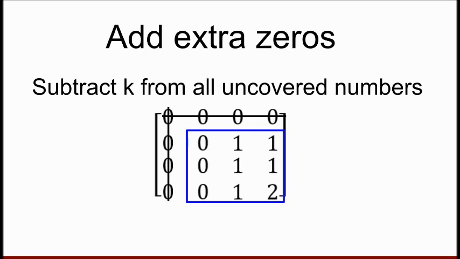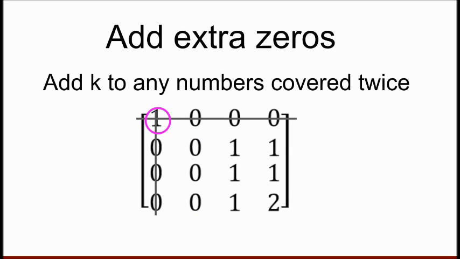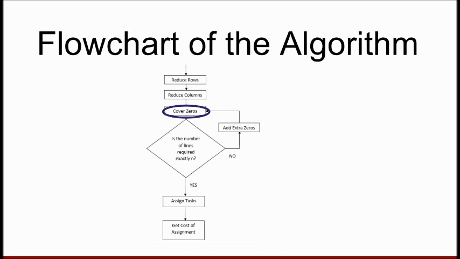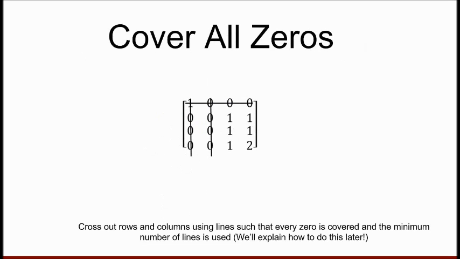Next, we add it to all elements which are covered twice, which here is just the 0 in the top left, like so, and we finish by removing all coverings from the matrix. Now fewer lines should be needed to cover all the zeros, so when we go back to the cover 0 step, this time we find that 3 lines are required.